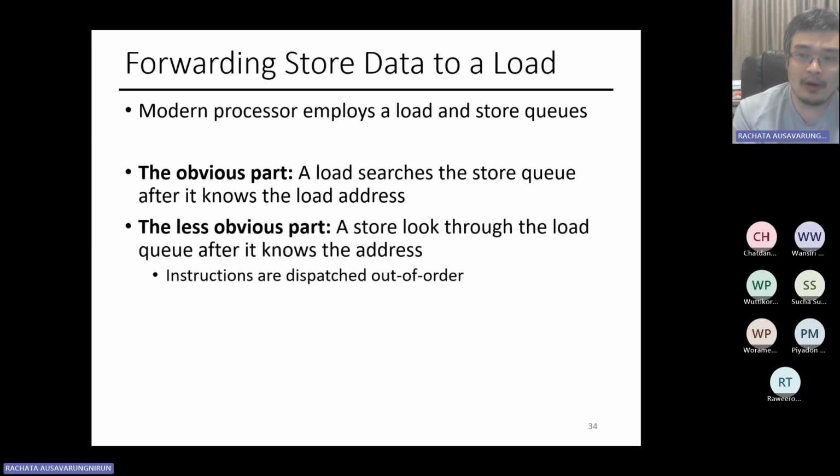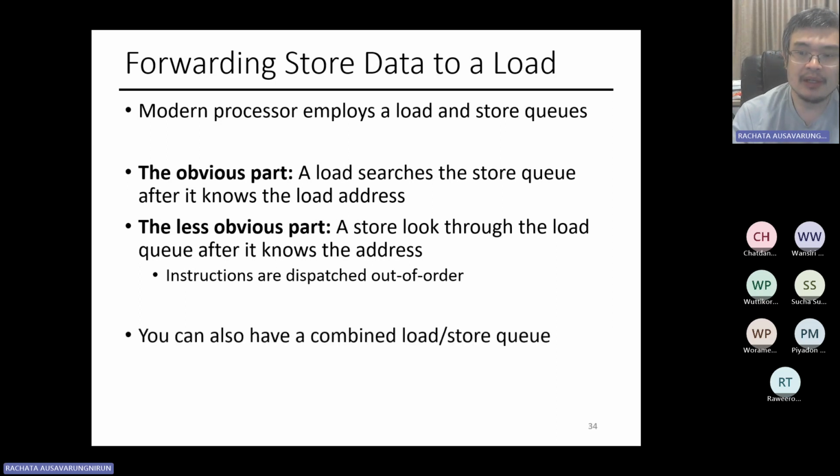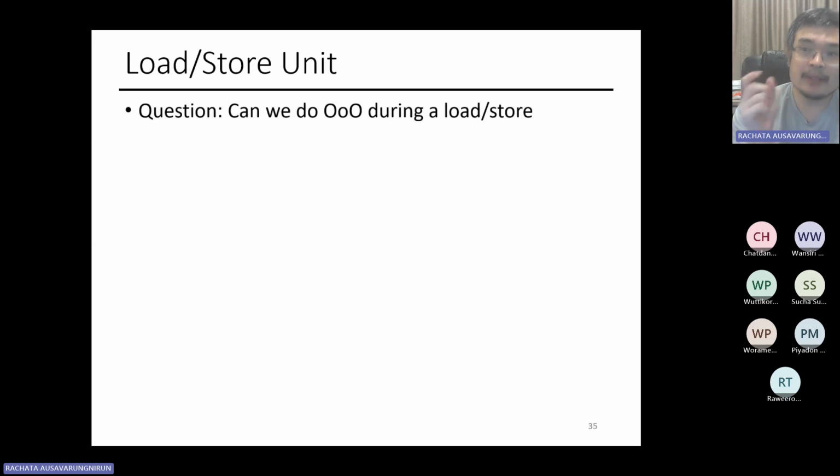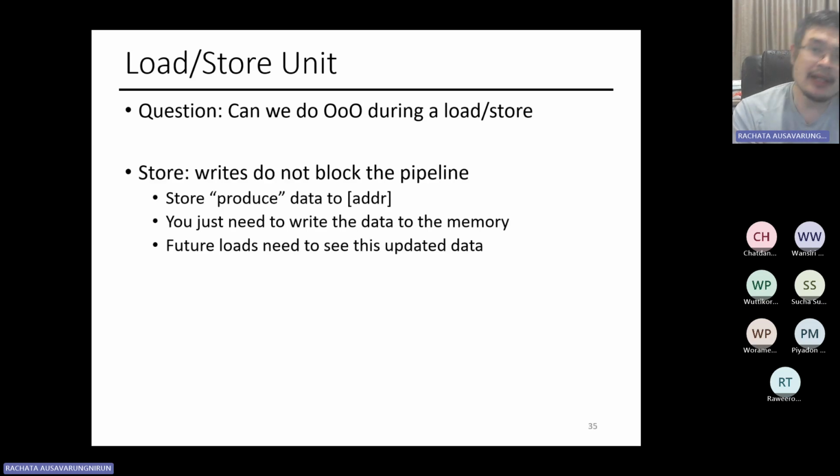The obvious part is when I have a load instruction, I will search the store queue and see if it actually has the data I want to load. The less obvious part is when I have a store instruction coming in from the out of order dispatch, I also want to look at the load queue and see who needs my data so that I can forward the data to you. You can also combine the two queues into one single queue. This explanation sounds a little high level, so let's use an example. The question is to design the load store unit. We can perform out of order execution for the load store unit as well.